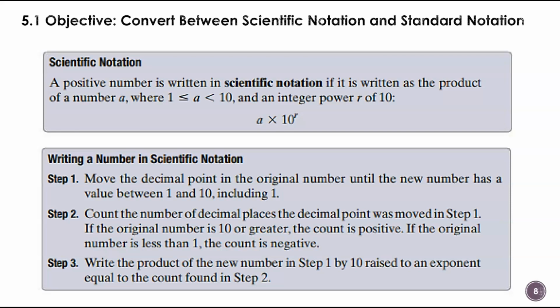Notice it says move the decimal point in the original number until the new number has a value between 1 and 10, including 1. Count the decimal places you moved in that step. If the original number is 10 or greater, the count's positive. If the original number is less than 1, the count is negative. And then write the product of the new number in step 1 by 10 raised to an exponent, right? So we're going to say this times 10 to a power. And it has to do with the counting, which can be a little confusing sometimes.